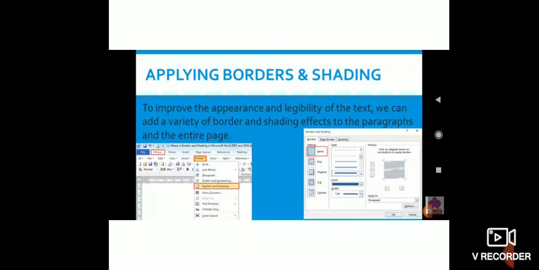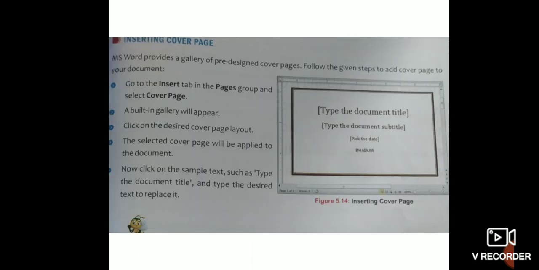So now I think you are able to see border and shading. Here, in the pictures, it is present under which tab, in the Paragraph group? Okay, first you have to click the Home tab and then the Paragraph group.